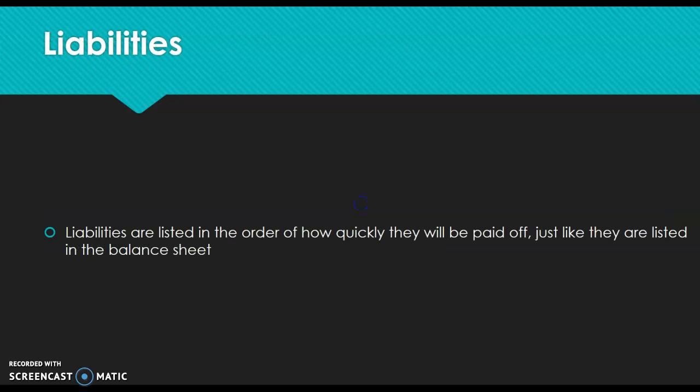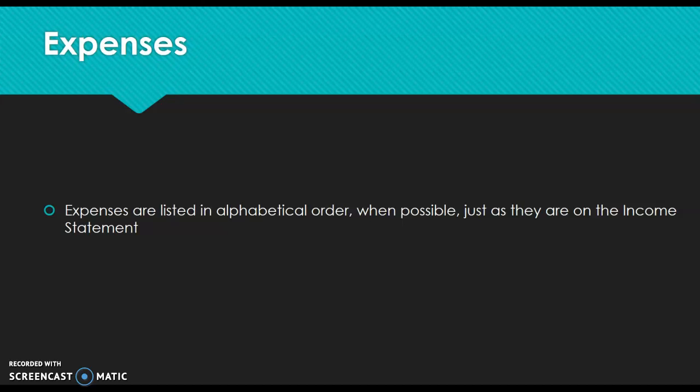Liabilities are listed in the order of how quickly they're going to be paid off, just like we list them in the balance sheet. For example, accounts payable will come first because we're going to pay that pretty quickly. Then a notes payable will have a little bit longer life. It'll take us longer to pay it. And then a mortgage would be listed after that because usually mortgages are last for years. So that's the order that liabilities go into. And expenses are listed in alphabetical order, just like they are on the income statement.